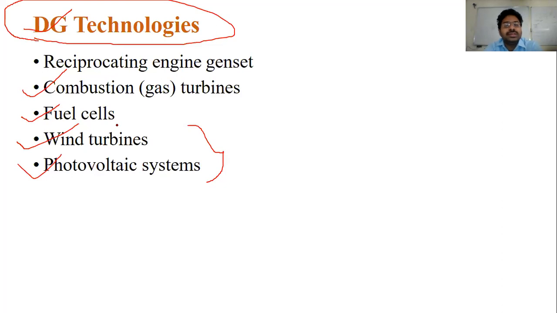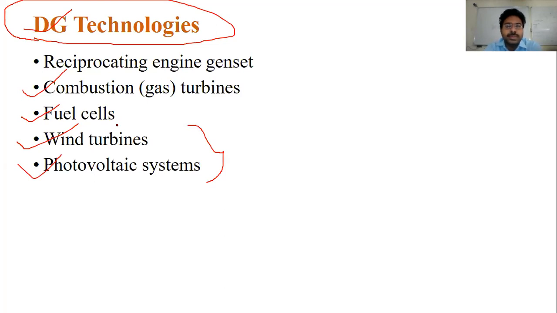So not this: diesel generator sets and gas turbines, fuel cells, wind energy as well as photovoltaic energy. We do not treat them as base loads, nothing but base plants. That means they do not continuously supply the power to the loads. These are very small plants, so they do not continuously supply the power to the loads.